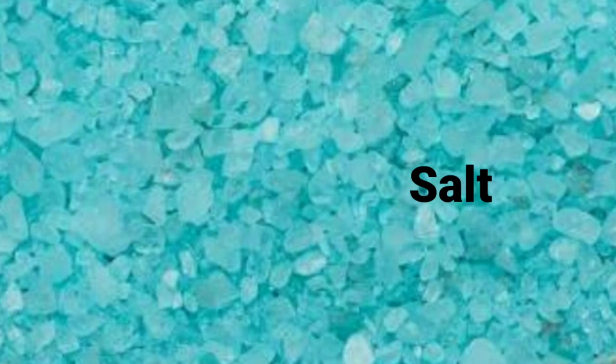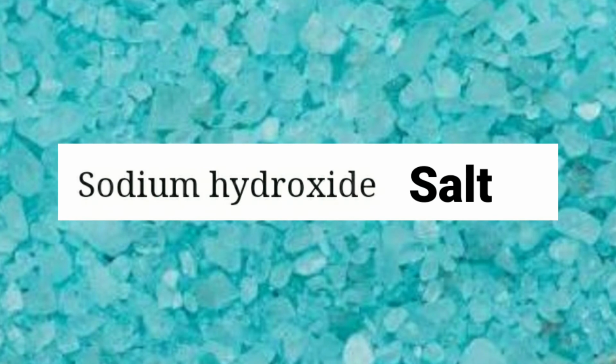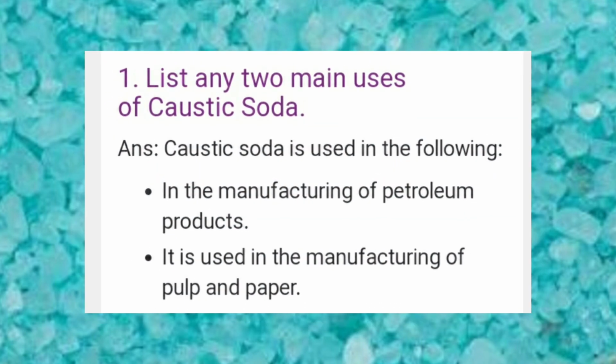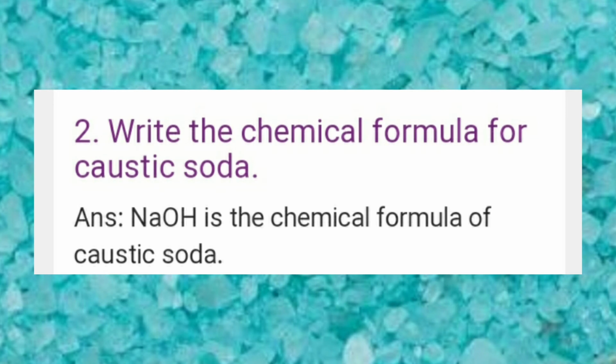Related to this concept, that is sodium hydroxide salt, children, here are some questions which you need to note down and prepare for your exam, children. The first question is, list any two main uses of caustic soda. Caustic soda is used in the manufacture of petroleum products. It is used in the manufacturing of pulp and paper. Then write the chemical formula for caustic soda. NaOH is the chemical formula for caustic soda.